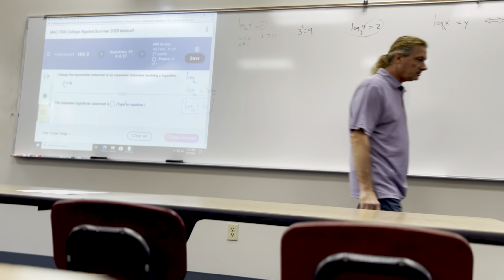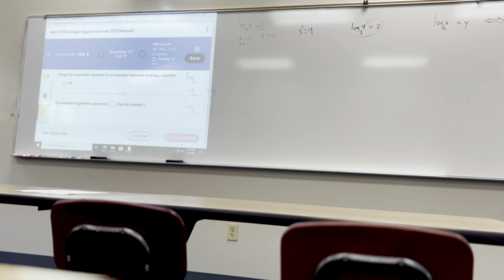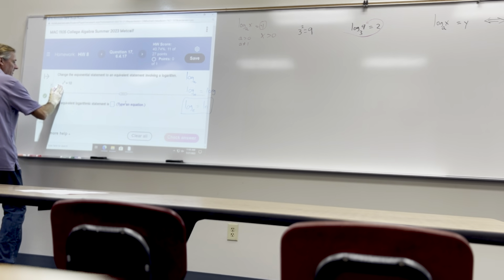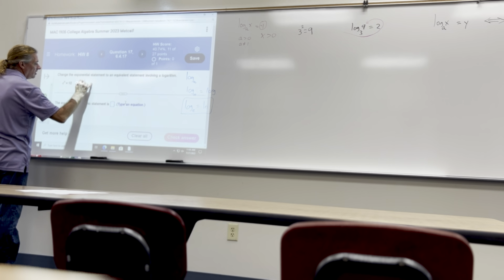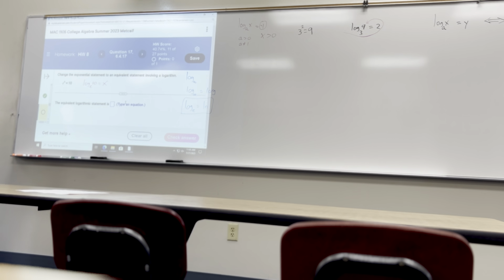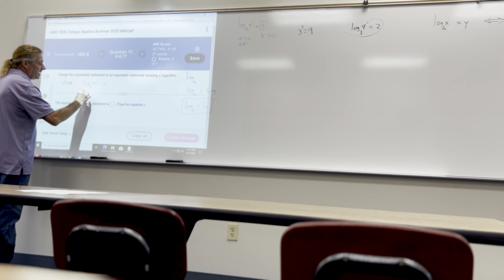So the reason I said that, if we take a look at this problem right here, if I was to rewrite this as a log, I would write log with a base of e of 10 is equal to x. Of course, what does log base e equal to? ln. So this will be rewritten now as ln 10 equals x.